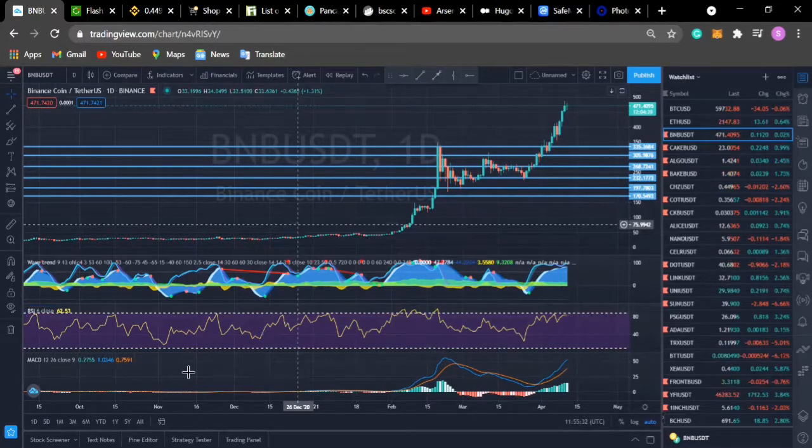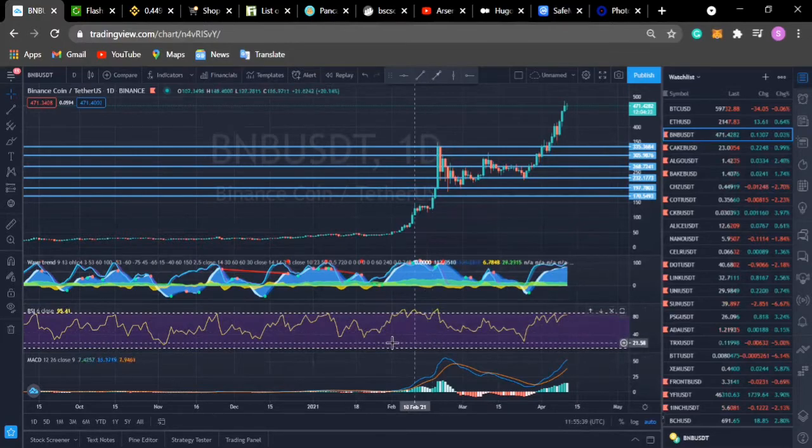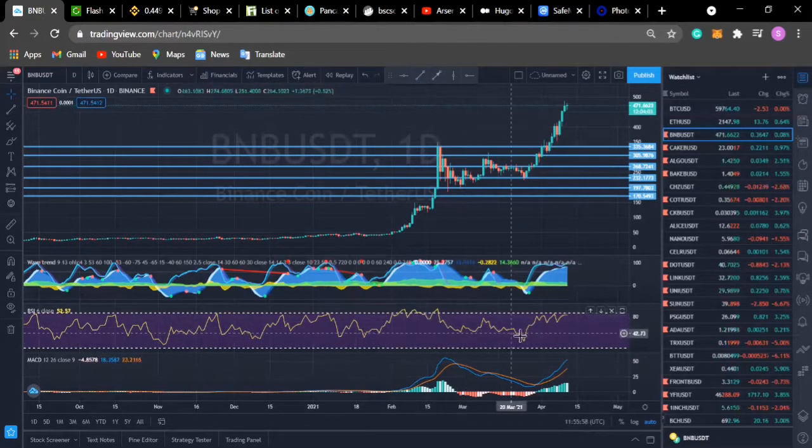Now, RSI is very, very easy to understand. What it does is it actually indicates the current market, what is happening currently in the market, where price is at that particular period of time, and what has been happening beforehand.